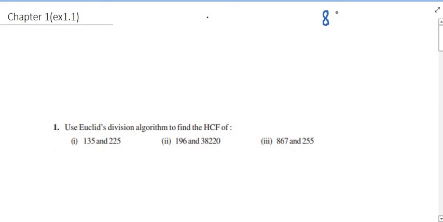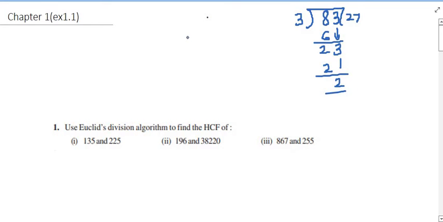Let's suppose we have to divide 83 by 3 using long division, we'll do it like this. 3 times 2 is 6, remainder 2, bring down 3. 3 times 7 is 21 and remainder is 2. And if we have to verify whether this calculation is correct, we can say that 83 should be equal to 3 times 27 plus 2.